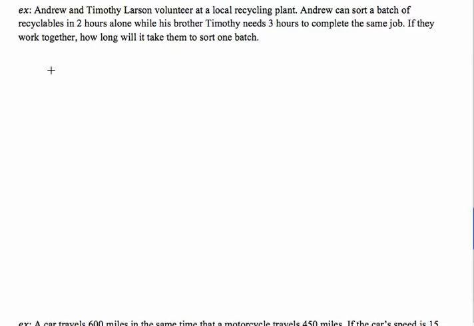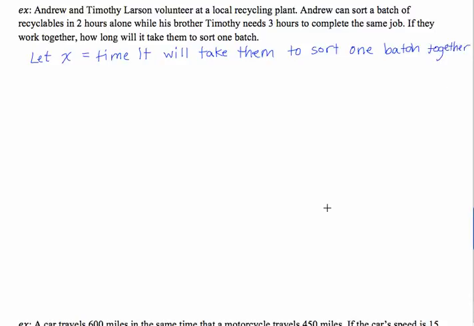So let's let x, or the variable, be that. Let's let x equal the time, because it says how long it will take them. So the time that it will take them to sort one batch together. Okay, so we have a variable and that's what we're looking for. It says how long will it take them to sort one batch together.